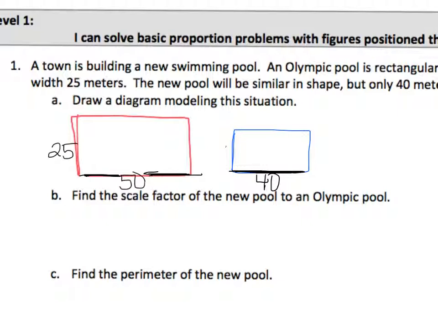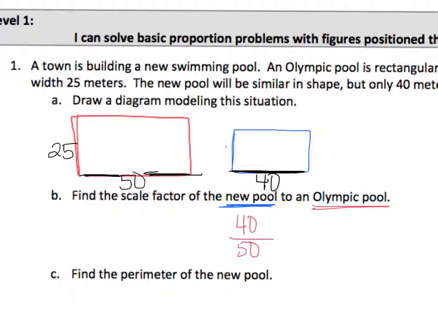So what you want to do to find a scale factor is basically you're comparing two of the same dimensions, but two different figures. So if we're talking about the scale factor of the new pool, which is the one that we drew in blue, to the Olympic pool is what we drew in red. So the only two side lengths that are in the same position are the length. We got the 40 and the 50. So the new pool is 40. The Olympic pool is 50.